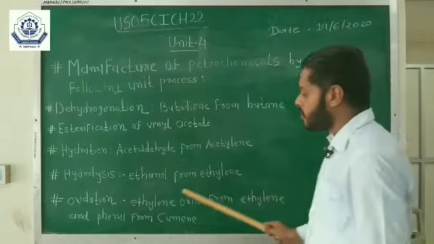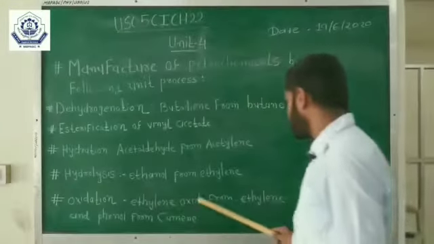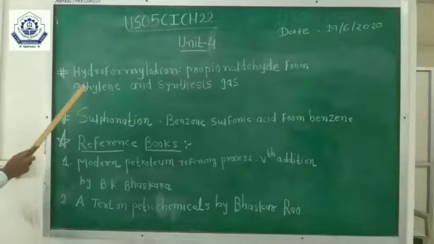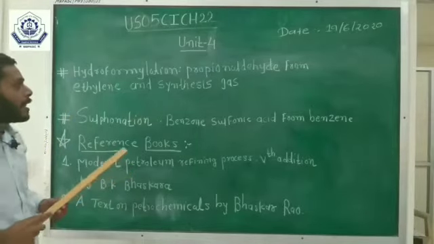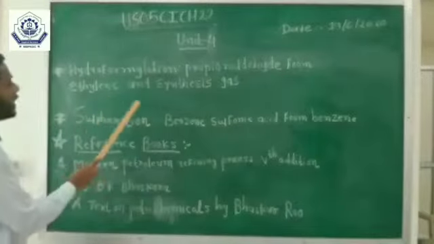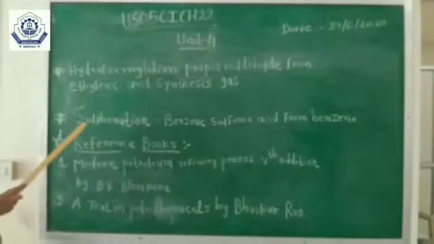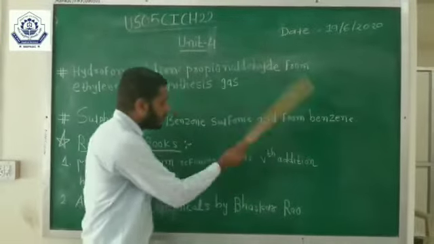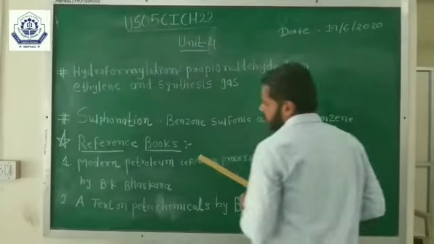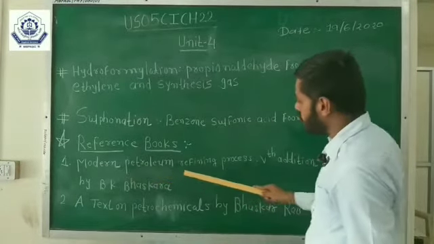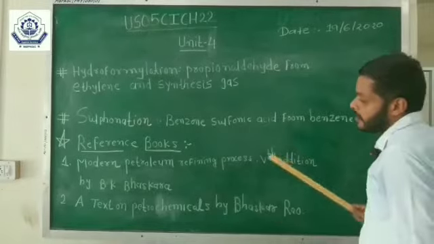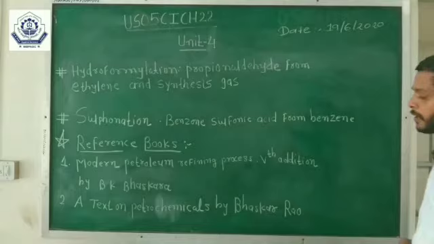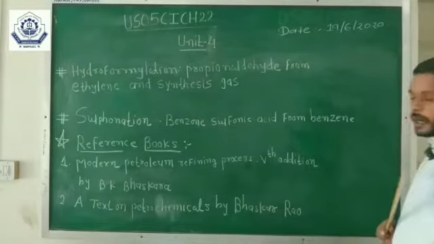And the last, oxidation of ethylene oxide from ethylene and phenol from cumene. Next is hydroformylation of propionaldehyde from ethylene and synthesis gas. Next is sulfonation of benzene sulfonic acid from benzene. Reference books are Modern Petroleum Refining Processes, 5th edition by B.K. Bhaskara Rao, and the second one, A Text on Petrochemicals by Bhaskara Rao.